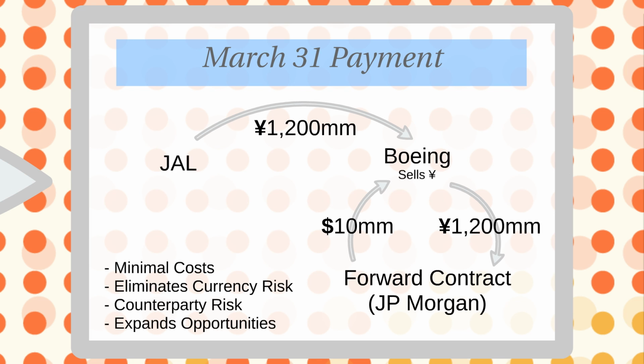eliminates their currency risk, but it does add something called counterparty risk. And this is the small risk that JP Morgan, or whoever is on the other side of this contract, may not be able to fulfill their side of the bargain, not deliver their $10 million. And as we saw in the financial crisis and other times of stress, there is some chance that this could happen, however minimal we might think it is.